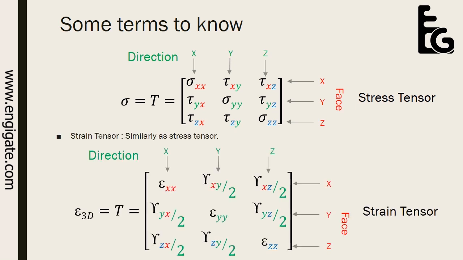The same phenomenon applies for strain also. The matrix for strain is called the strain tensor. Here normal strain and shear strain are shown.